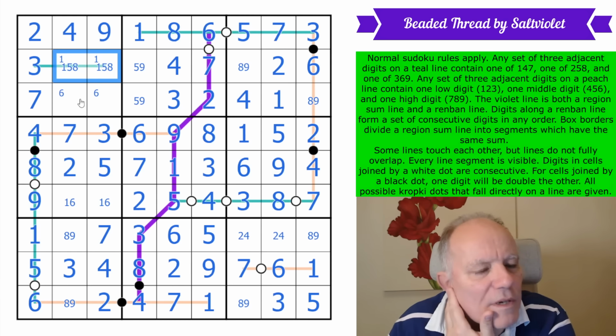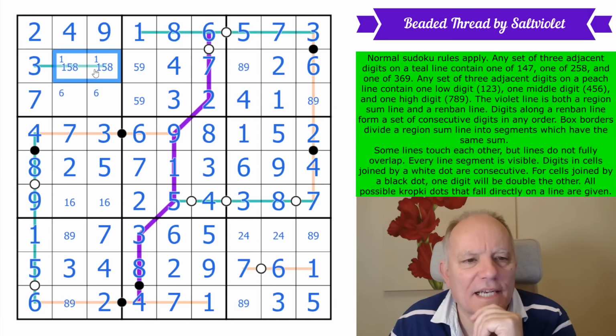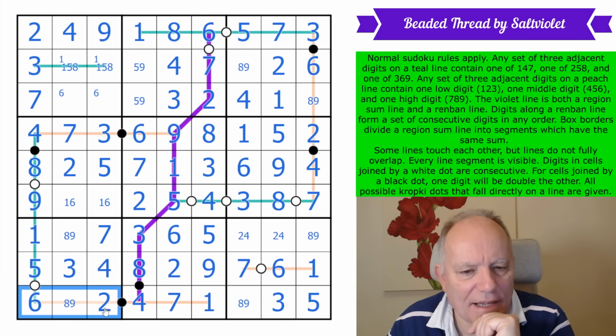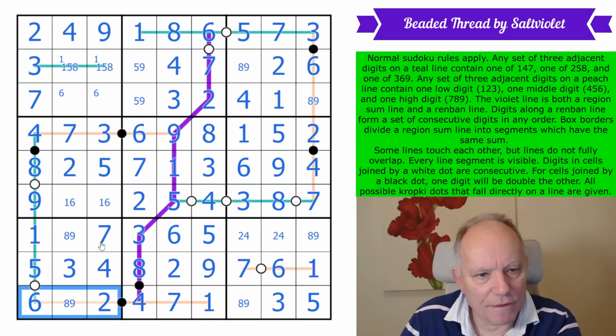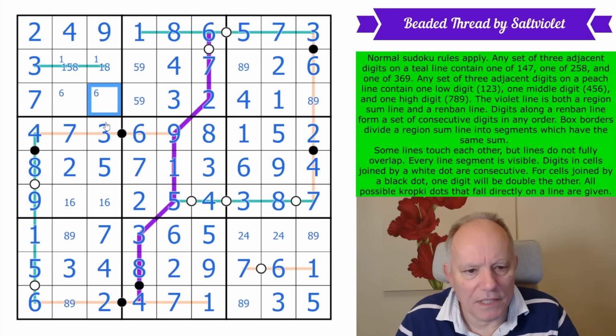2, 4, 9, 3, 7. I don't think there's any dots threatened between anything on this line. I don't think there's any dots threatened there. I don't think there's any dots threatened here. So the dot rule I'm not relying on. 7, 4, 2, 3, 5, 9. This can't be 5. This is 6 or 8.